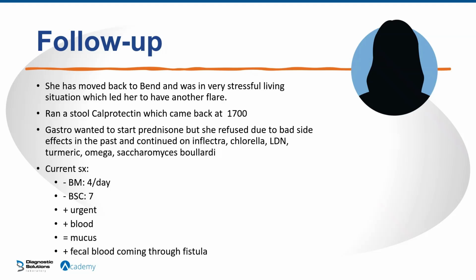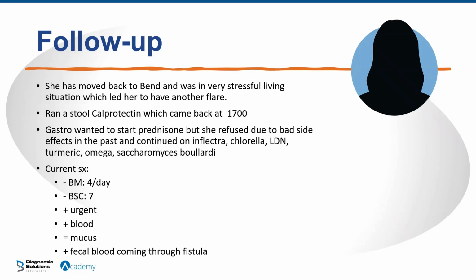Initially, we were able to get Rebecca quite stable. She was also actually able to move back to Bend. However, in Bend, her living situation became really, really stressful, and she went into another flare. She reran a calprotectin. It came back as 1,700. The gastro wanted to initiate prednisone to get her out of that acuity, but she decided to continue on Inflectra, the biologic. She started chlorella, continued on naltrexone, turmeric, fish oil, and Saccharomyces boulardii.